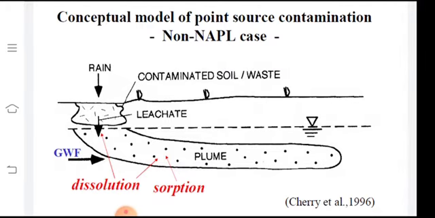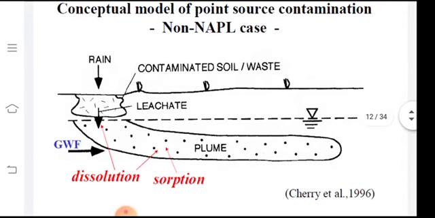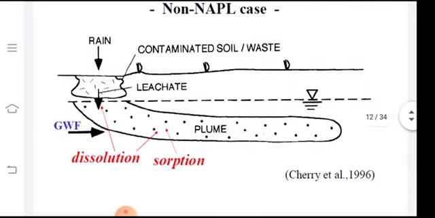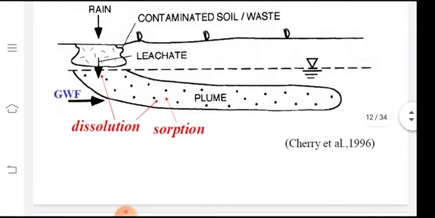What can take place if it is a non-NAPL case, which is a non-aqueous phase liquid? The contaminant has the same density as that of water. So you will see that the majority of the contaminant will get dissolved in water, and it will move along with the water, forming the plume, and there is no settlement in the bottom on the impervious layer.